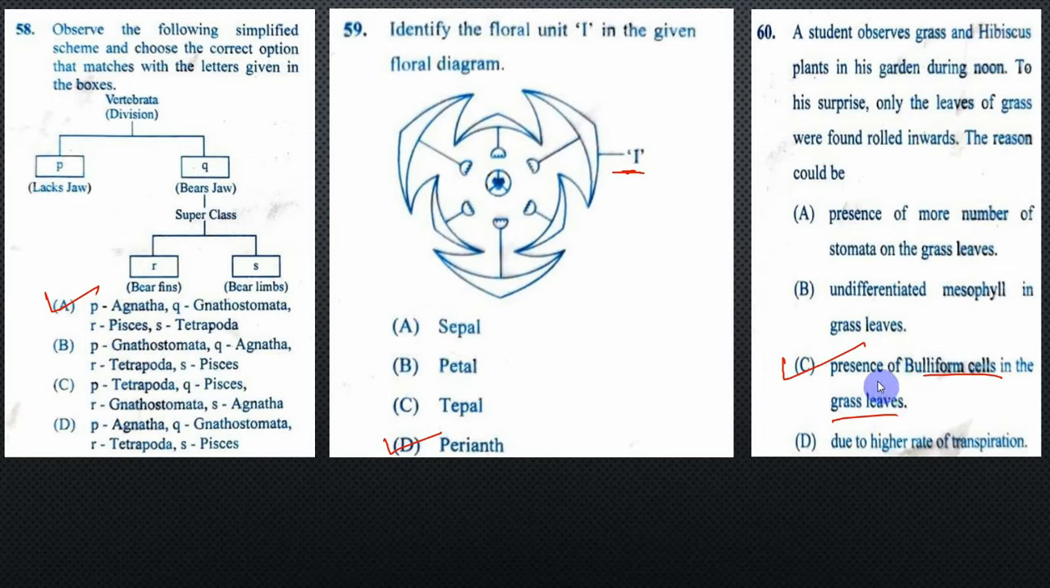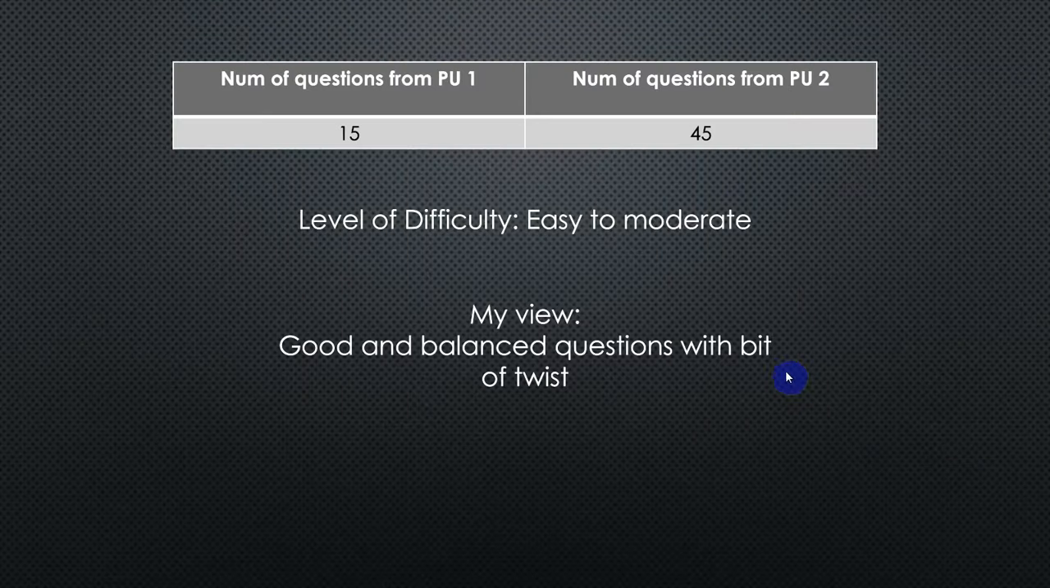So we have discussed all 60 questions with the best explanation possible. This is what I actually feel. The number of questions that appeared from PU1, based upon my observation, is around 15, and the number of questions that appeared from PUC2 was 45. So according to me, the level of difficulty was easy to moderate. I would like to call it more easy than moderate, but yeah, it was easy to moderate.